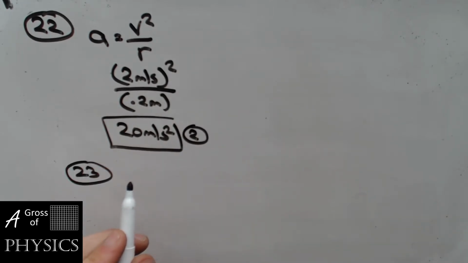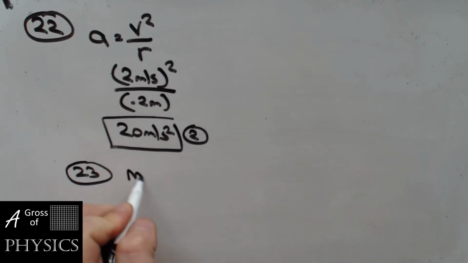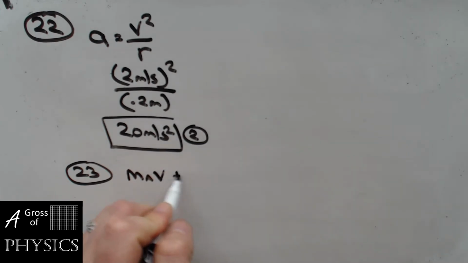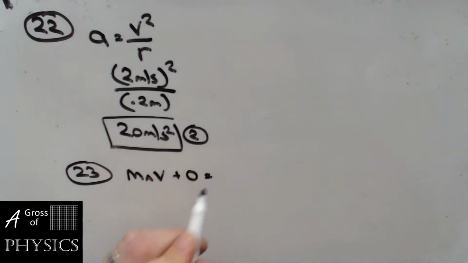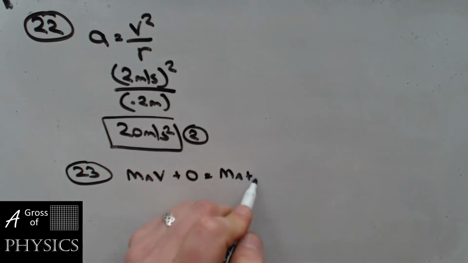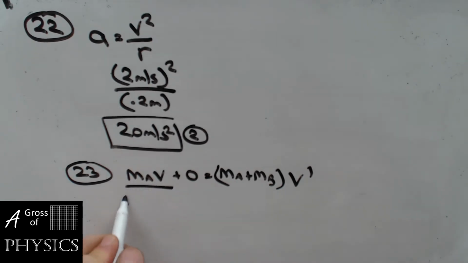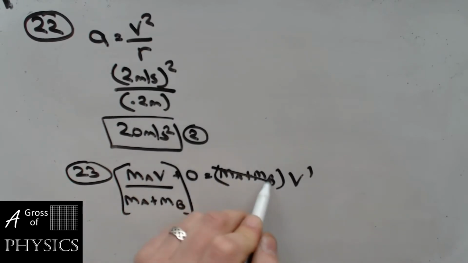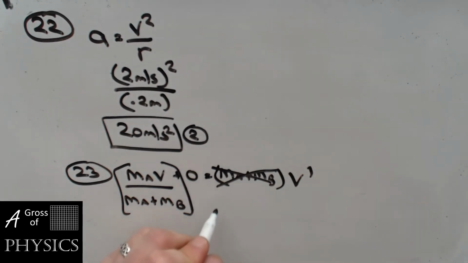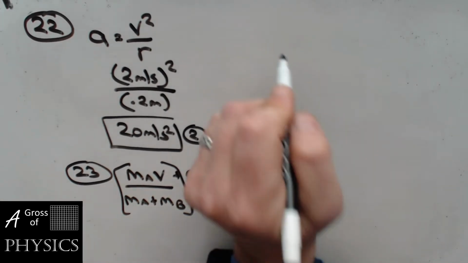23. All right, we have another problem with no numbers. So we have an object moving MAV plus 0, and they stick together, so then you're going to have MA plus MB times V prime. We want to solve for V prime, so it's going to be MAV over MA plus MB. Divide by that term. So MAV over MA plus MB. That's choice 4.